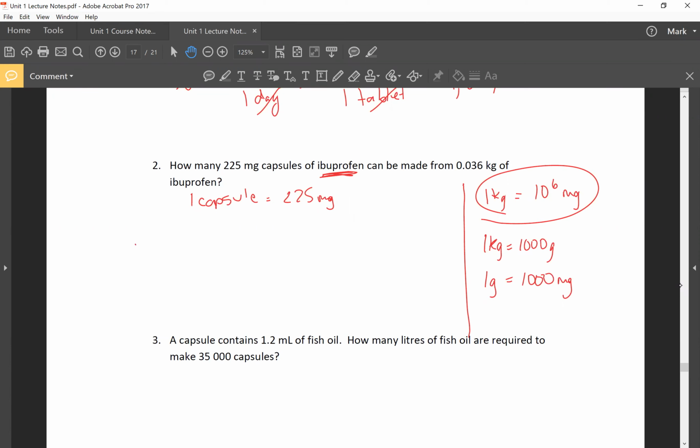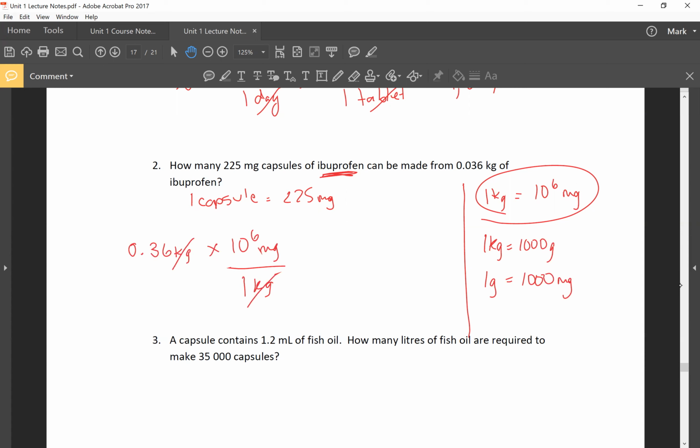So to answer the question, 0.36 kilograms. Again, I could multiply this by 1,000 grams over 1 kilogram, then multiply this by 1,000 milligrams over 1 gram. I'm not going to do that. I'm going to keep it simple. I'm just going to multiply this by 10 to the 6 milligrams over 1 kilogram. Again, you guys can use the number line and move the decimal if you want to, right? Whatever you're comfortable with.